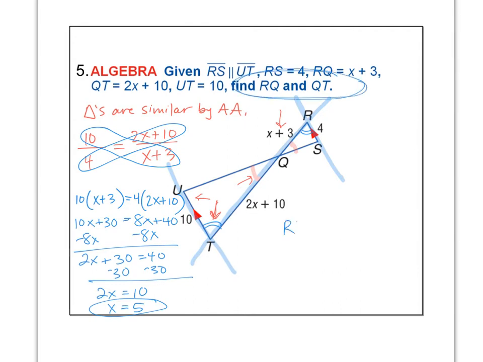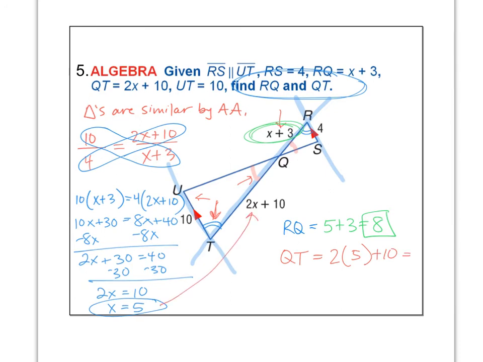So for RQ, that's up here in the green. It's x plus 3, but x is 5. So I'm going to do 5 plus 3, which is 8. So that's RQ. And then the other one, QT, is going to be 2 times 5 plus 10. So I just take that 5 and plug it in right there. So that is 20. QT is 20.